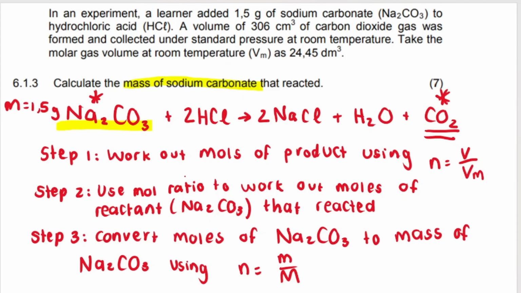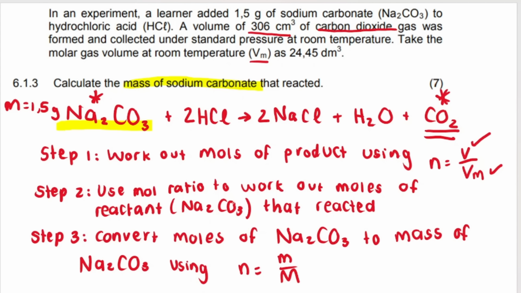So there's our steps: working backwards from our product, work out the moles of the products, and look at the formula that I'm going to be using. Number of moles is equal to volume divided by molar volume. The reason why I've chosen that formula when working with the product, carbon dioxide, is because carbon dioxide is a gas. They give me the volume of the gas in cubic centimeters. I will convert that to cubic decimeters, but that's volume. They also tell me to take the molar volume at room temperature as 24,45 cubic decimeters. So they're giving me molar volume. So I have enough information to work out the moles of CO2.